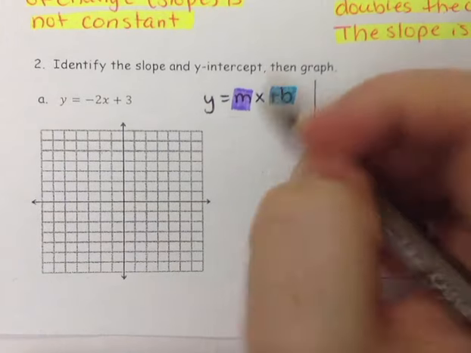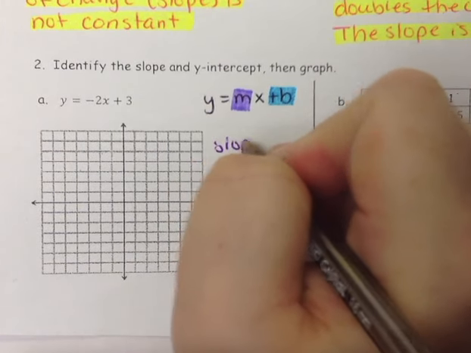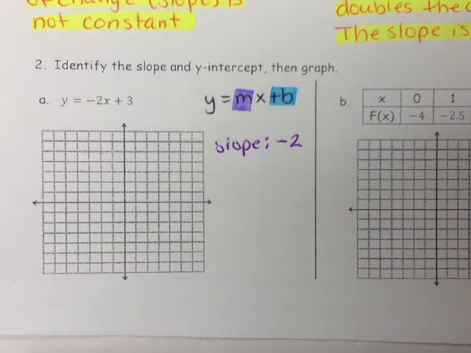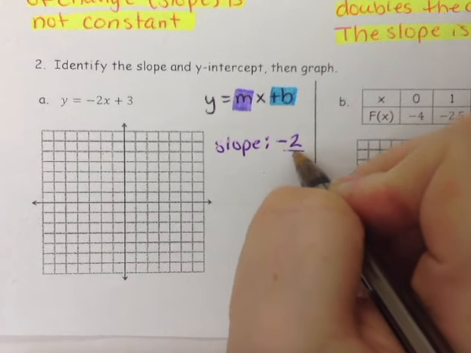So I'm going to put that the slope is that -2. Now we can write this as a fraction so we can figure out what our rise over run is. -2 as a fraction would be written as -2 over 1.